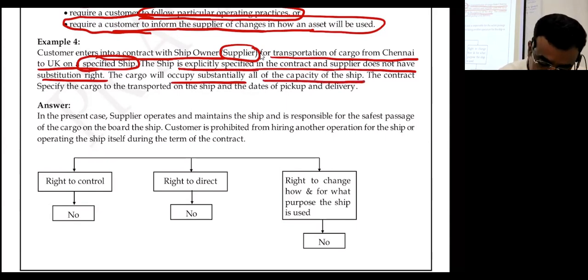The contract specifies cargo to transport on this ship and the dates of pickup and delivery.